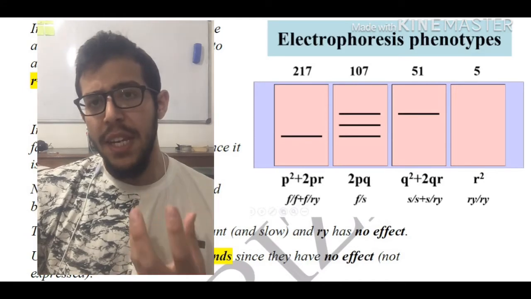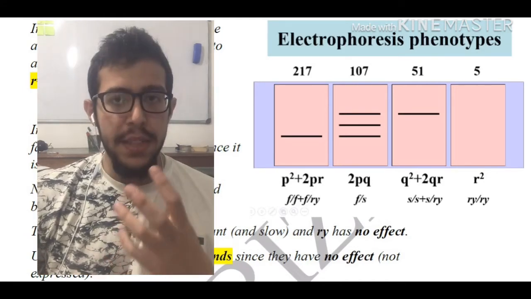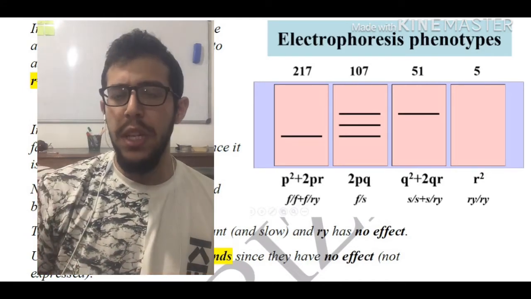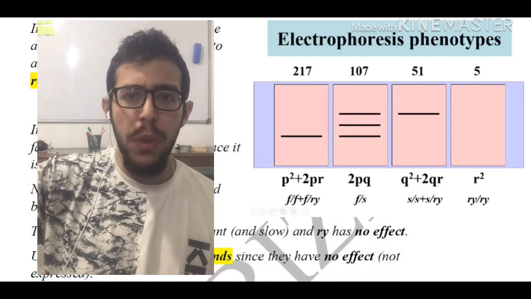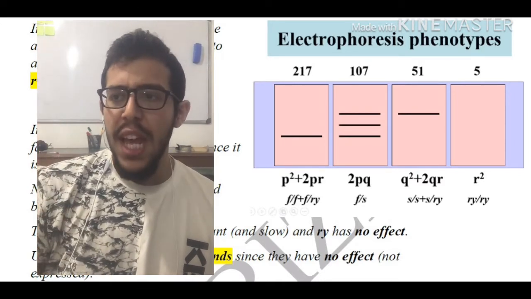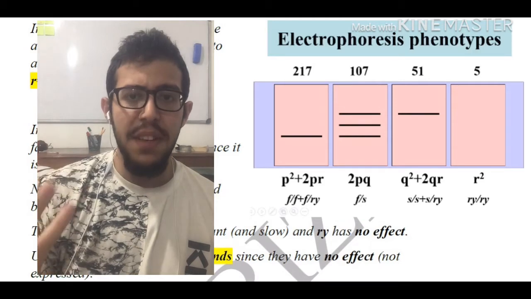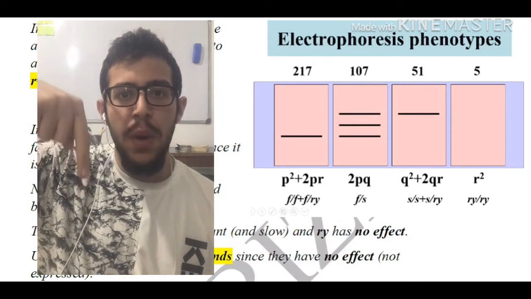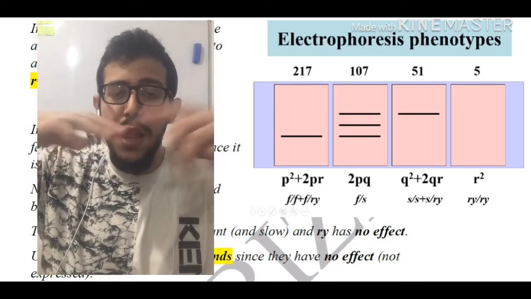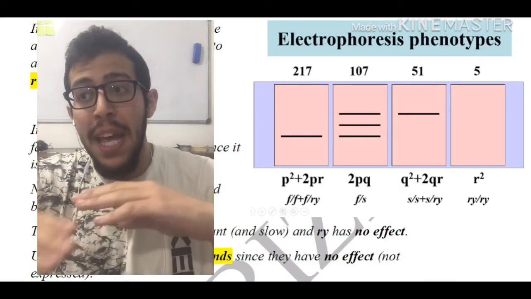Now, for a moment you might think that this is weird, but we recall that at the beginning of the lecture we mentioned that the RY has no activity. Therefore, the F, which represents the fast chain, is going to be migrating, and the RY does not have any activity to slow it down. Therefore, they are going to be present at the same level.